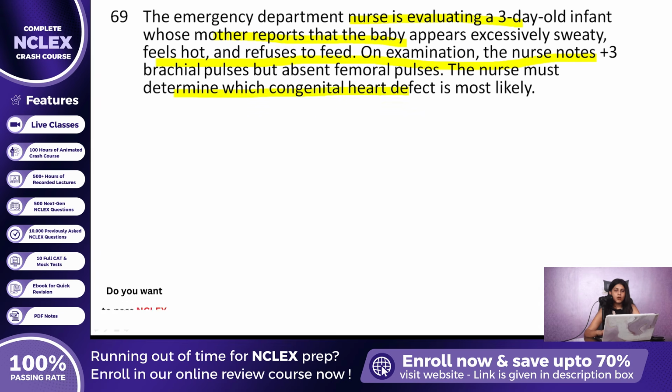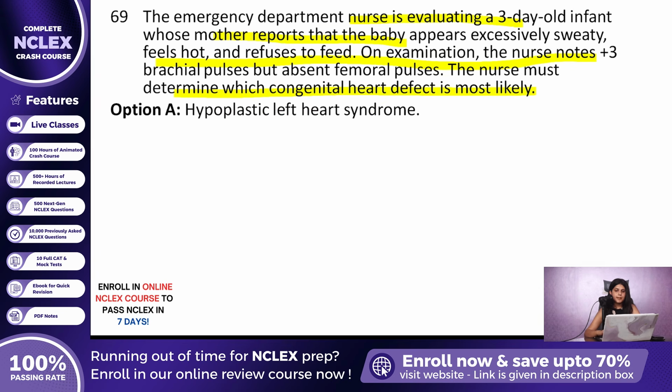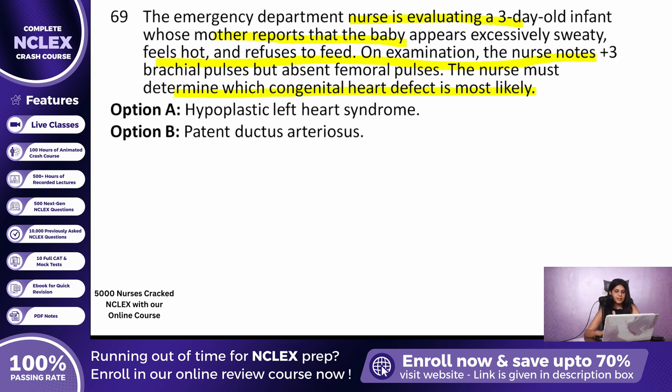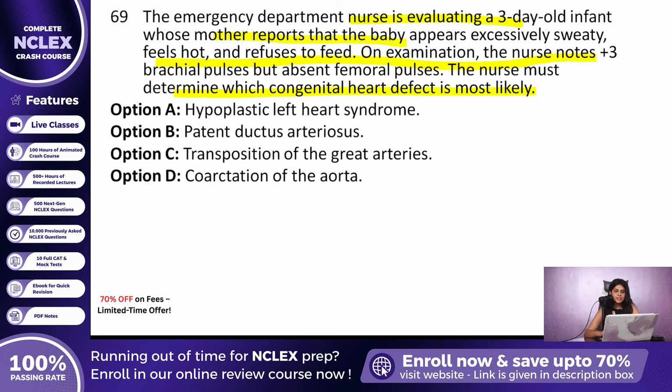The options are: Option A, hypoplastic left heart syndrome. Option B, patent ductus arteriosus. Option C, transposition of the great arteries. Option D, coarctation of the aorta. The correct answer is Option D, coarctation of the aorta.